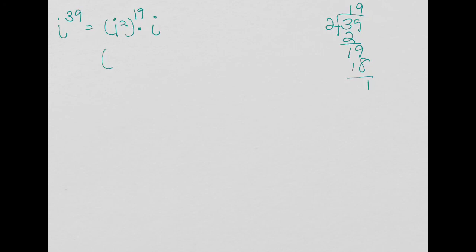I have i to the 39th power. Again, I'm going to do 39 divided by 2. So that means I can do i squared 19 times. That gives me 38. There was 1 left over, so I'm going to have an i. And then again, I have i squared. So that's -1 to the 19th power times i. And a -1 to the 19th power, well, that's going to be a -1 times i. So that's a -i.